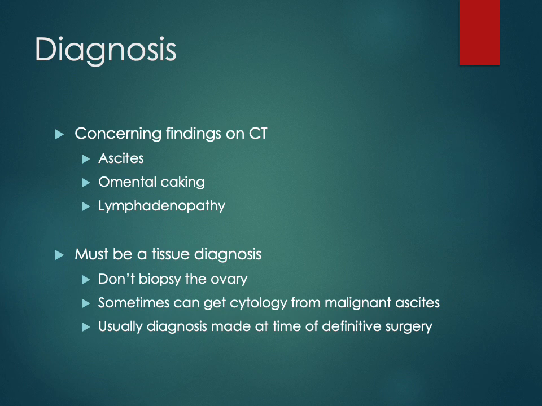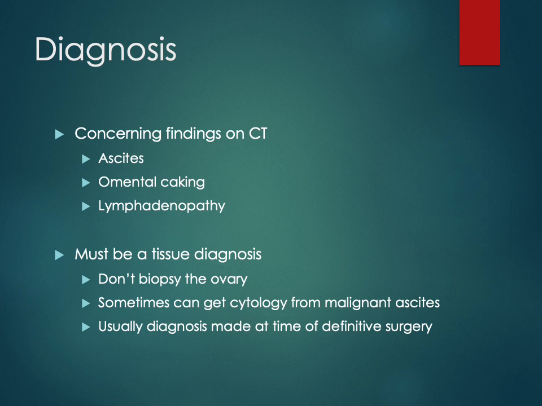So how do we diagnose ovarian cancer? Well, we obviously start with a history and physical, do an exam, and for the bloating and early satiety, over the course of the workup, patients get a CT scan. Some concerning findings include ascites, omental caking, and lymphadenopathy. But you have to have a tissue diagnosis to diagnose ovarian cancer. We don't biopsy the ovary, but in advanced metastatic disease, you can oftentimes biopsy a piece of omentum or a lymph node or a nodule of some sort.